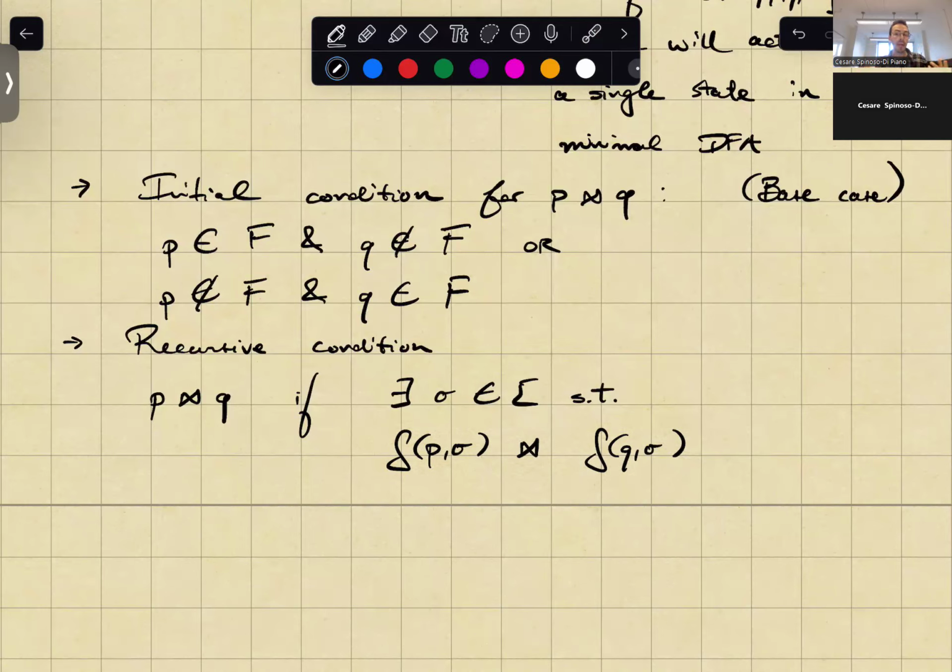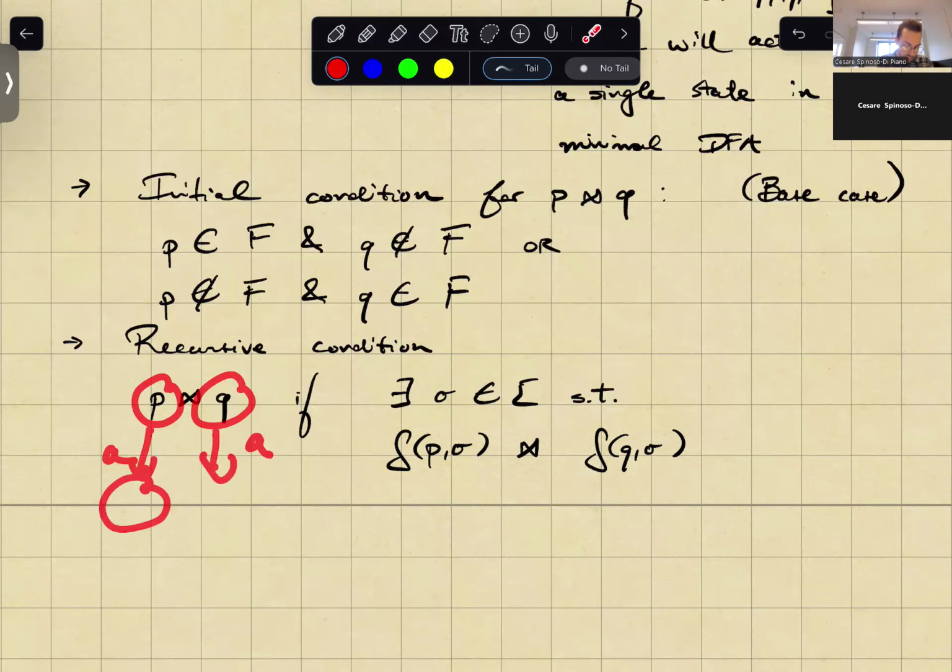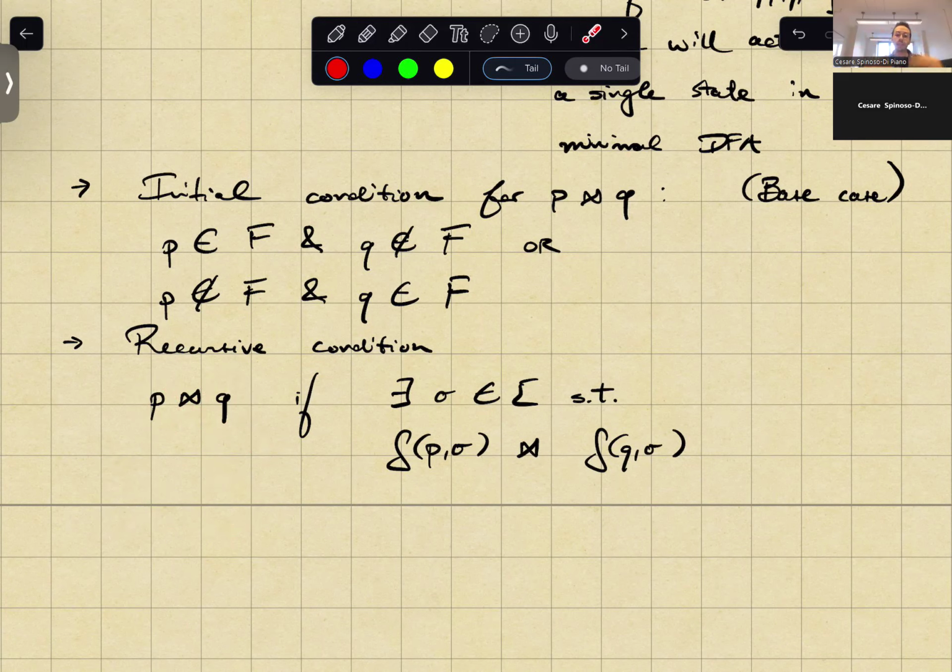But right, maybe if you read A from P and A from Q, maybe you go to an accept state here and a non-accept state here. In which case that also means that P and Q are distinguishable. And now you kind of recheck this condition as long as you're finding more and more distinguishable states, right?